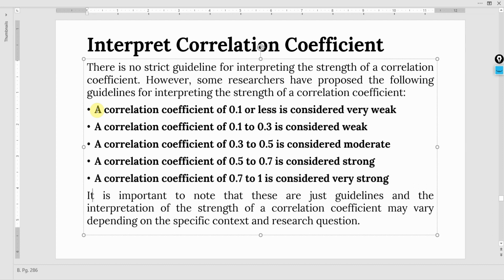It is important to note that these are just guidelines, and the interpretation of the strength of a correlation coefficient may vary depending on the specific context and research question. These are general guidelines, and different scholars and statisticians have recommended different guidelines. You may refer to different texts, maybe on books.google.com or in your own library, to see what other viewpoints there are.